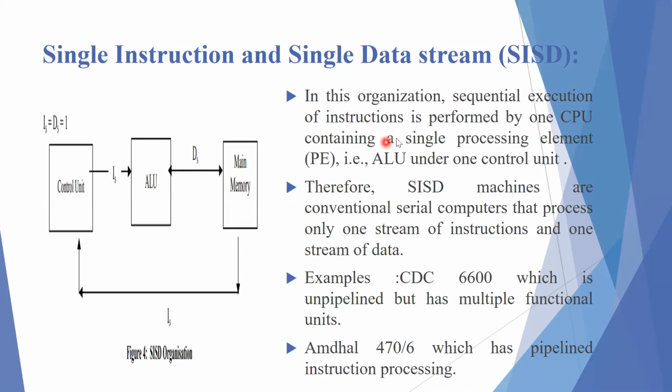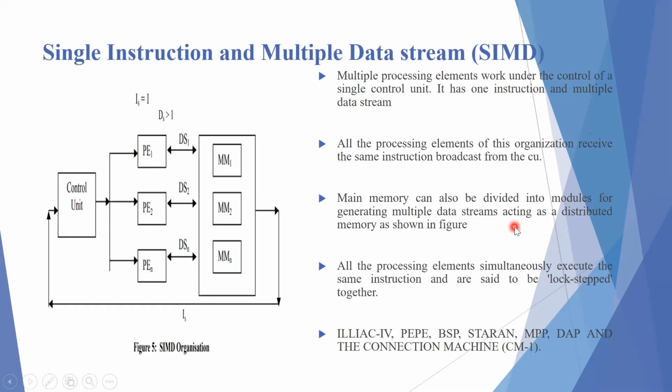Yes, ma'am. So it's written also in this organization, sequential execution of instructions is performed by one CPU containing a single processing element, that is one ALU under one control unit, right? So these are conventional serial computers that process only one stream of instructions and one stream of data in one go. So the simplest one, but then just for classification, these are also mentioned.